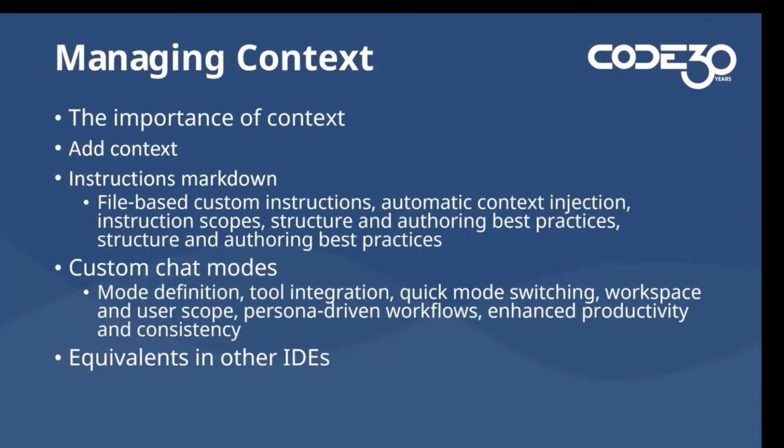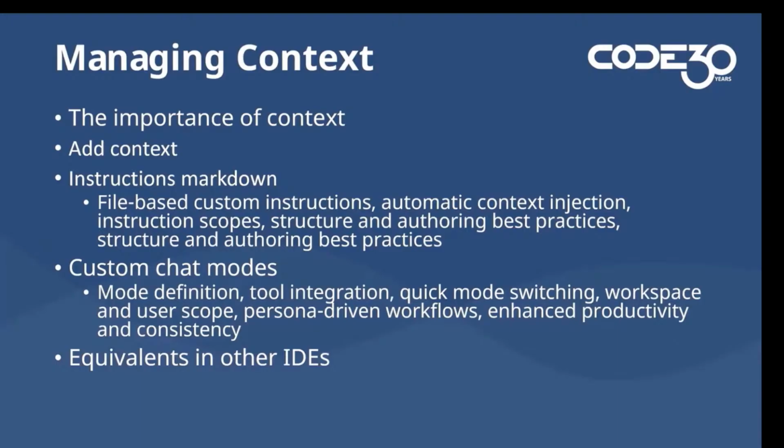So, managing context. What is the importance of context? What is context and why do we need to manage it? Context is all the information that is specific to your particular request that the AI can use in terms of building its response. So that context can be the files that you have open in the editor. It can be context that is defined in files that Copilot will read when processing a prompt, and it can be other things as well.